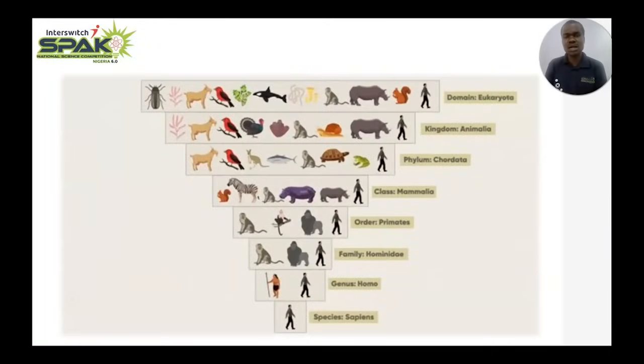Now, let's take a look at some examples of classification. Here we have the classification of man. Usually today we start from the kingdom, but let's start from the domain. The domain Eukarya.